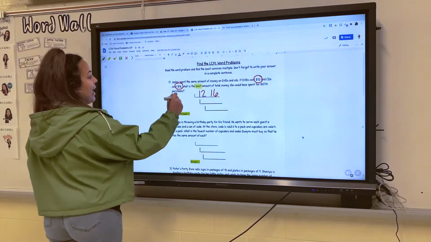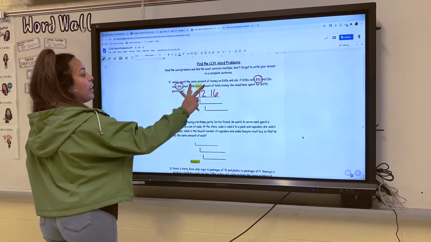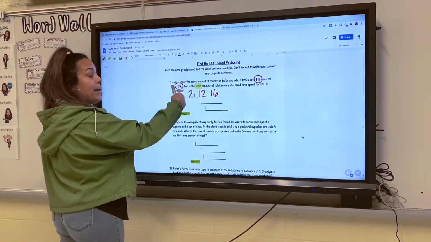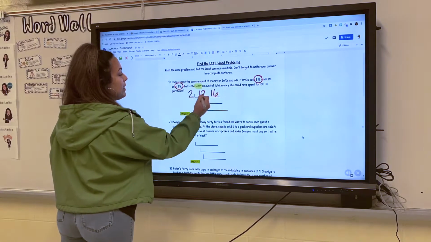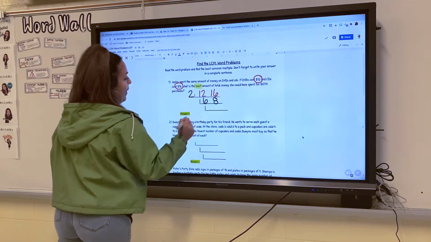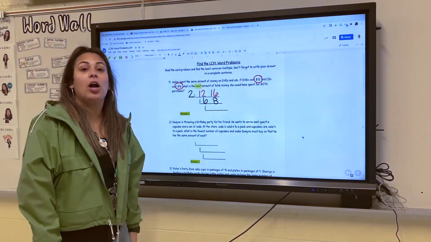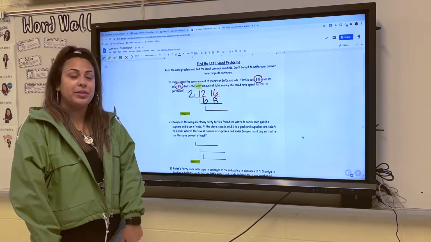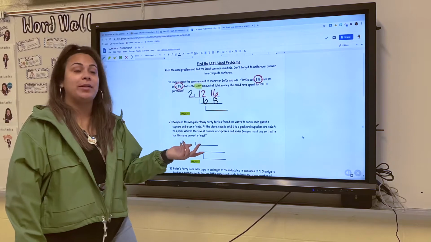So I'm going to put 2 on the outside. And then remember, we need to divide both numbers on the inside by 2. So 12 divided by 2 is 6. 16 divided by 2 is 8. Well, look here. 6 and 8 are also even numbers. So I'm going to divide these 2 by 2 as well.